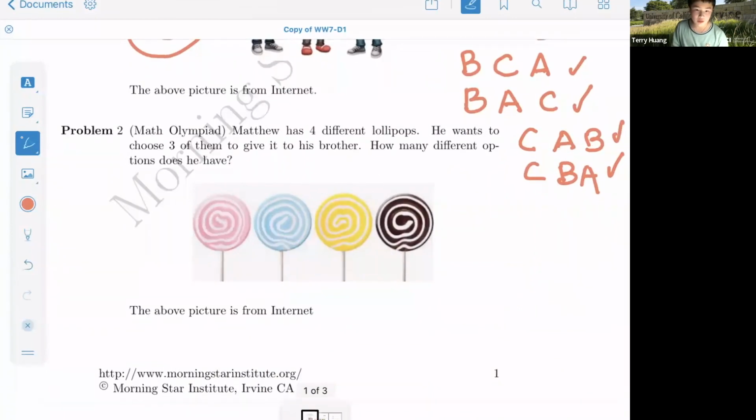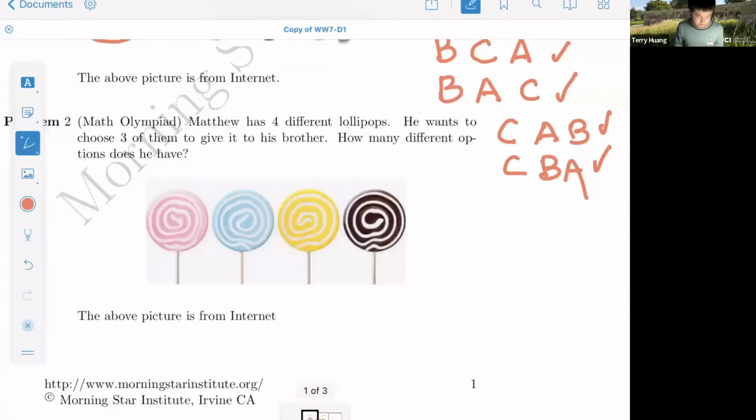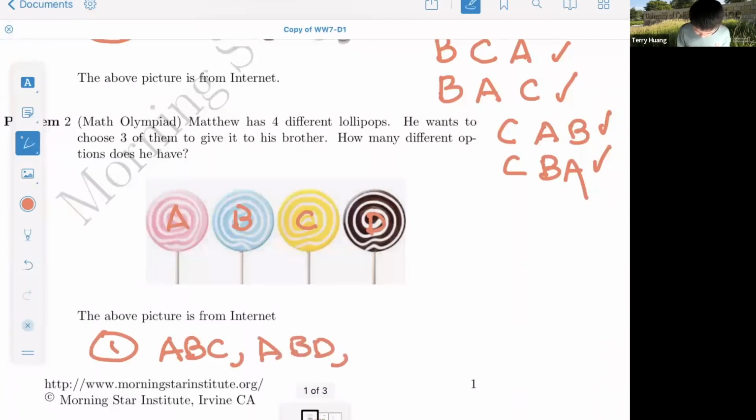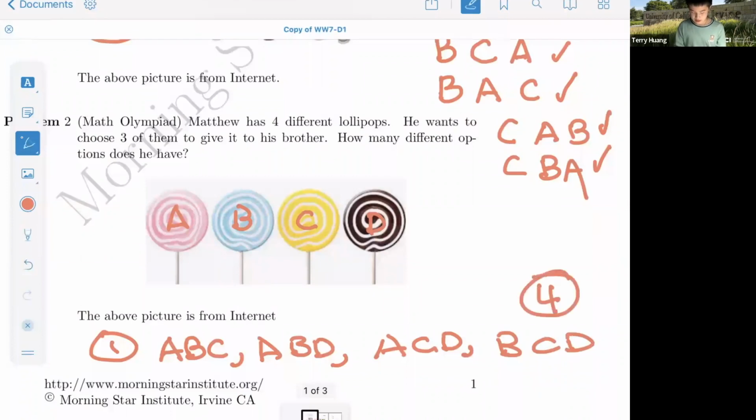For the second question, Matthew has 4 different lollipops. He wants to choose 3 of them to give it to his brother. How many different options does he have? Okay, so for the second problem, I have 2 methods. So the first one is to list out all the possibilities. This is A, this is lollipop B, this is C, and this is D. So we can see that A, B, C, A, B, D, A, C, D, and B, C, D are all the possibilities. So there are a total of 4 cases.